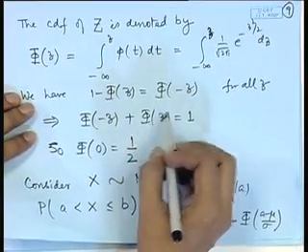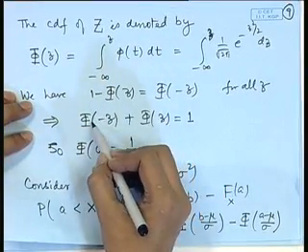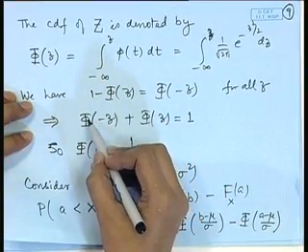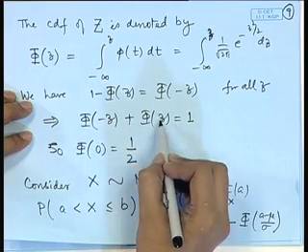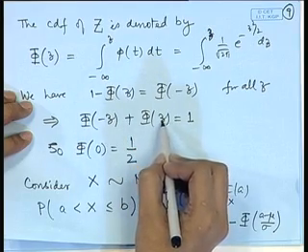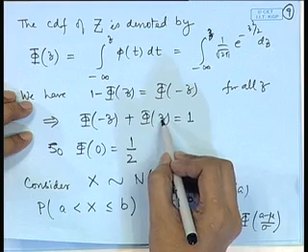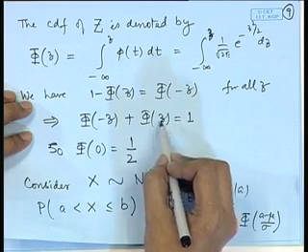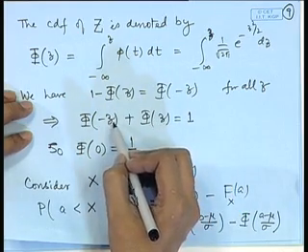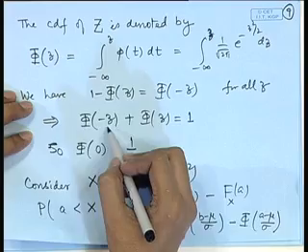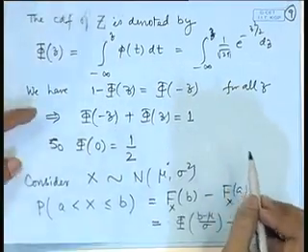One more point here is that since the values of the CDF can be evaluated using phi of minus z plus phi of z is equal to 1, therefore, many times the tables are tabulated only for either positive arguments of z or negative arguments of z.